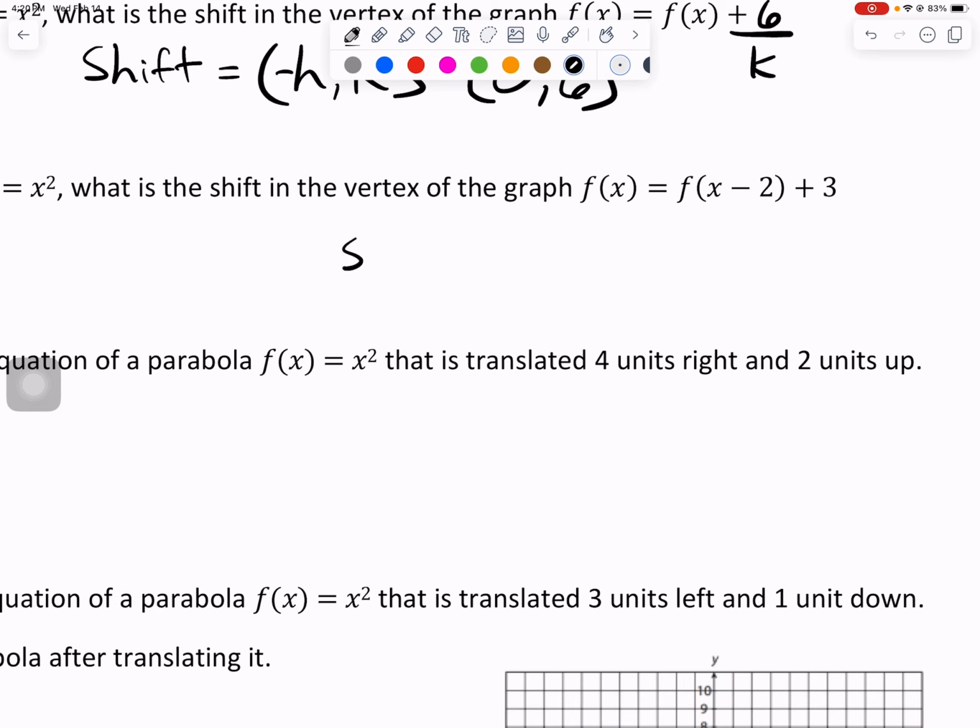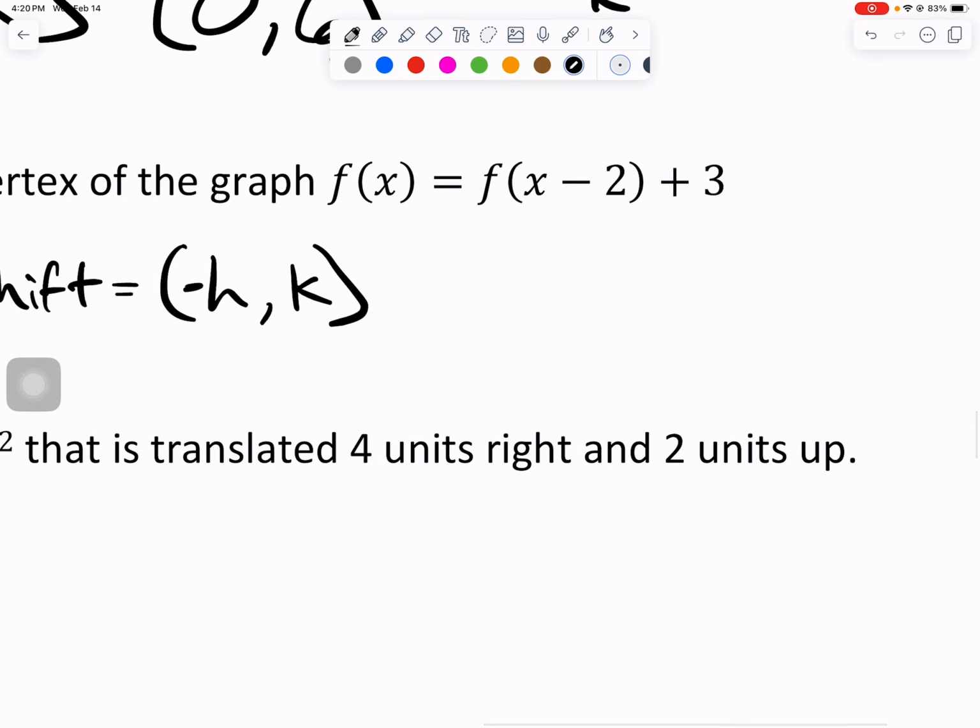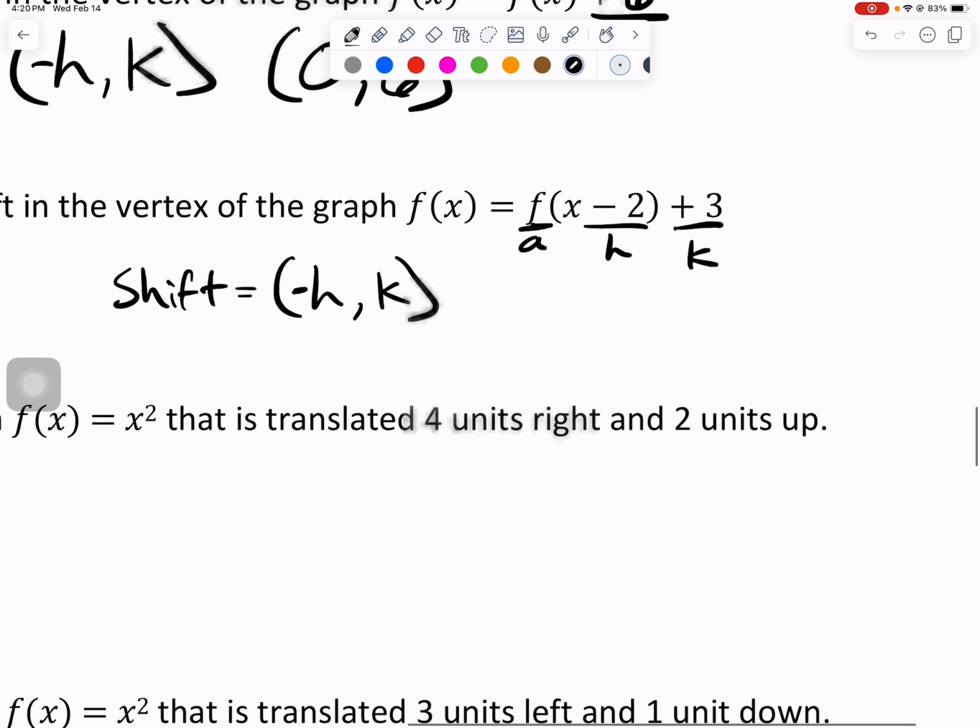All right, so our shift is going to equal opposite h or negative h, and then k. Let's identify. We have a 1 falling there for our a value. Our negative 2 is our h, and our plus 3 is our k. So the shift is going to equal negative 1 times h. Negative 1 times negative 2, just giving us that flip, gives us a positive 2, and k stays the same, which is plus 3. We don't need to write the plus. Go ahead and circle your shift.